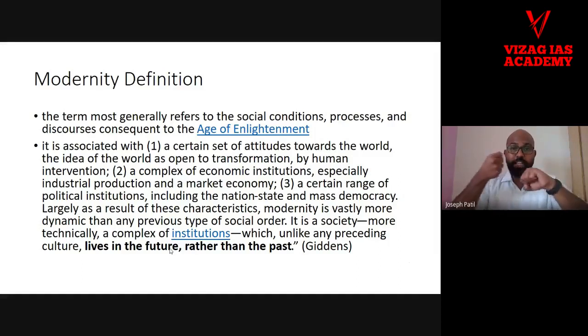There are rules of engagement. How does a bureaucrat engage, and how does a bureaucrat engage between themselves? How does a bureaucrat engage with the political representative, the minister, and how does a bureaucrat engage with citizens? These rules are already given. So bureaucracy is a social institution.